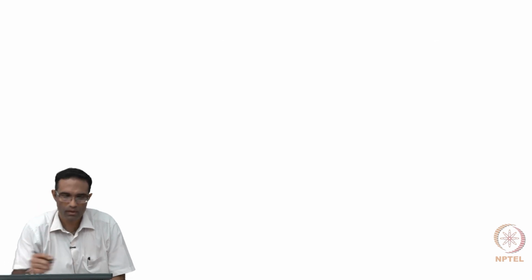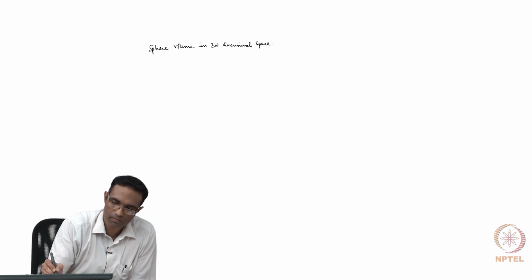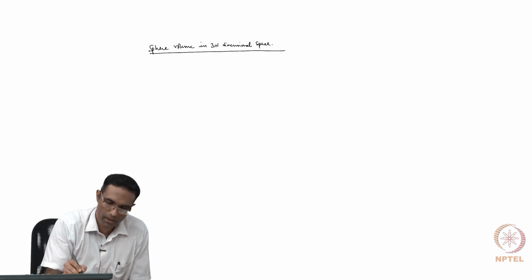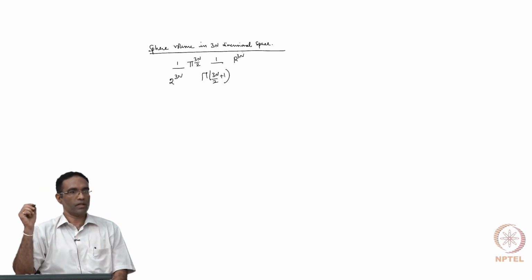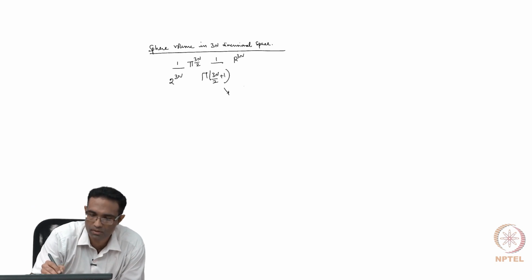So, sphere volume in 3n dimensions. Turns out that the formula is the following. Thus the formula for a sphere in 3n dimensional space, where gamma is basically the gamma function.